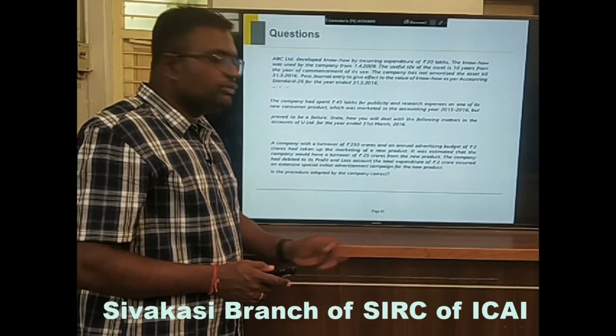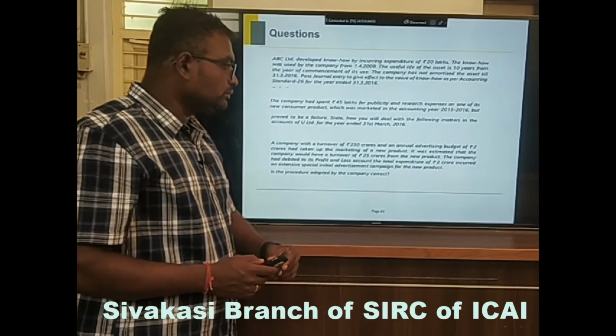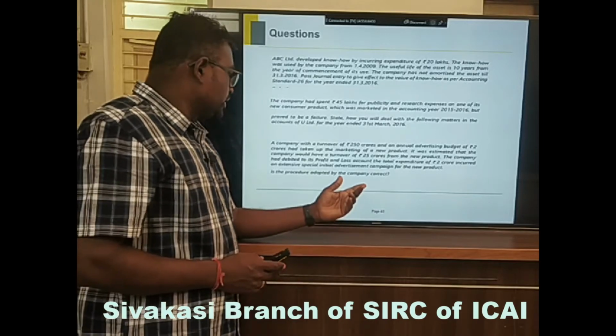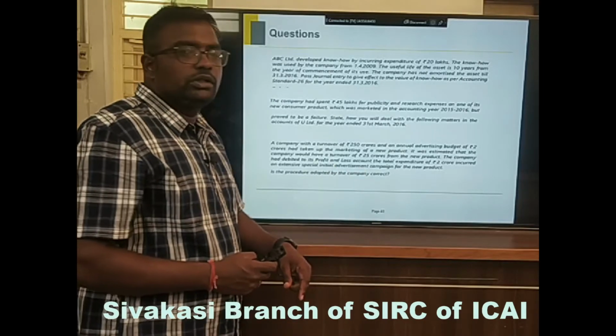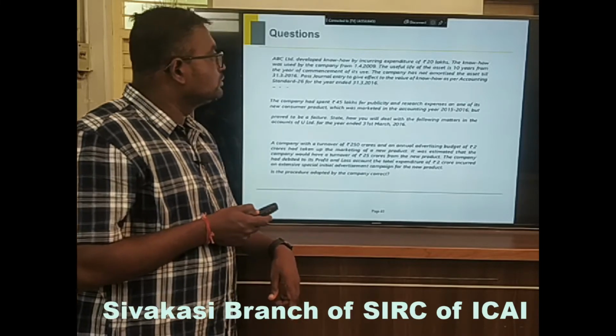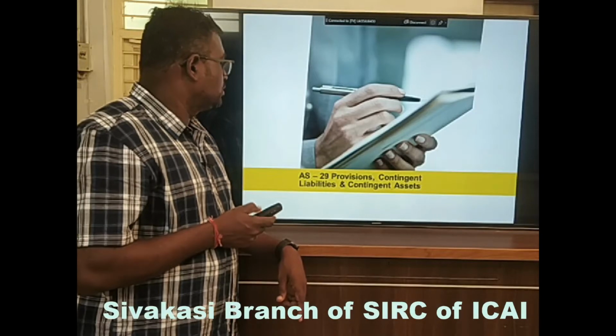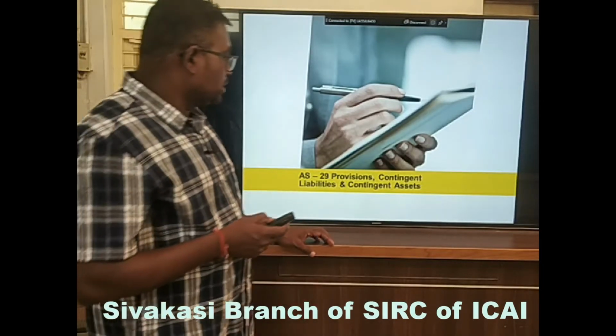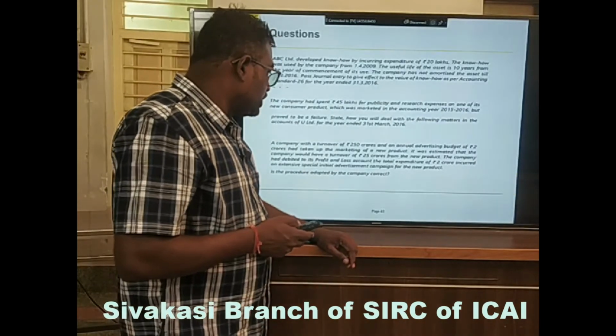So you have to analyze the future economic benefit. So in this question, you can recognize 2 crore as an intangible asset. You are not supposed to debit it to the profit and loss account. Okay, that's all from AS 26.